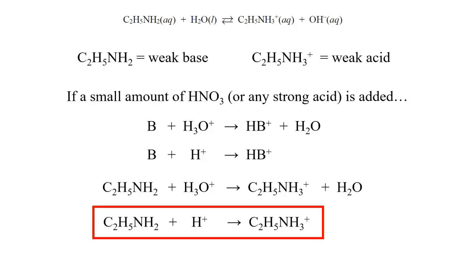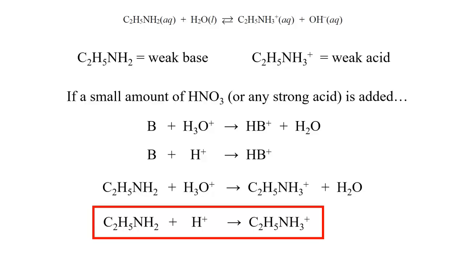So why would this buffer system result in a slight decrease in pH? What happens is the ratio of ethylamine to ethylammonium will change, but only slightly. So molecules of ethylamine are converted into the ion, the ethylammonium ion. The ratio in the buffer components changes, but only slightly, and therefore the pH will decrease, but only slightly.